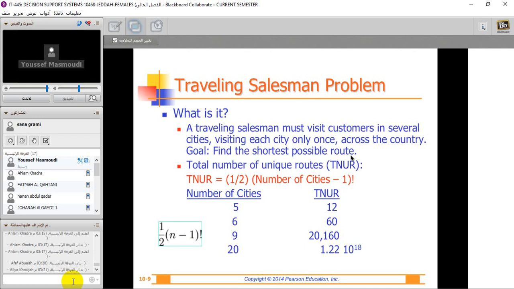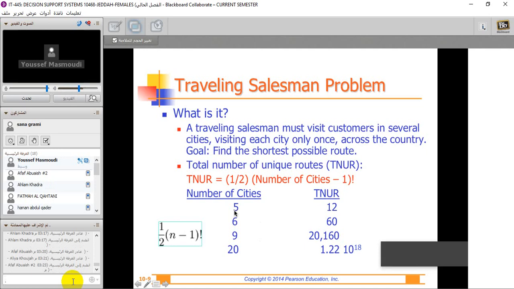So imagine we have... how many routes can exist? For example, if we have 5 cities, the number of possible routes among these five cities is 12. Okay, and say we have 5 cities, for example Jeddah, Riyadh, Dammam, Abha and Medina. Okay, these five cities. There are 12 solutions, 12 possible routes.